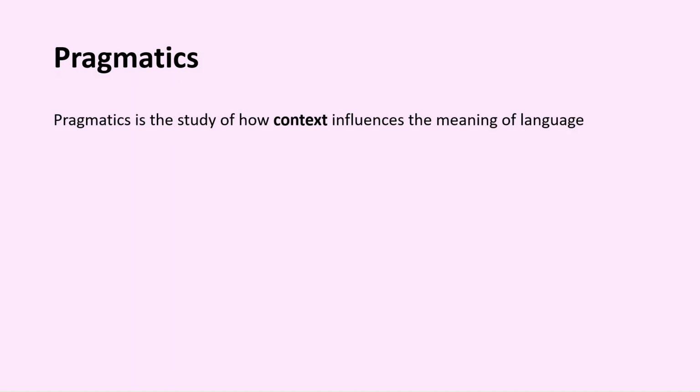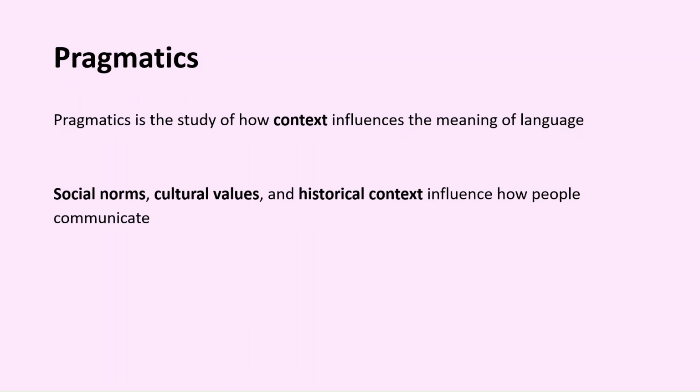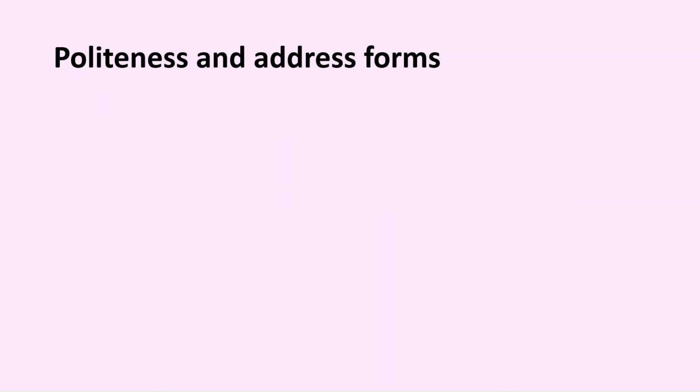Finally, let's look at pragmatics. Pragmatics is the study of how context influences the meaning of language. When reading older texts, you need to understand the social norms, cultural values, and historical context that influenced how people communicated. In this sense, you will look at politeness and address forms.